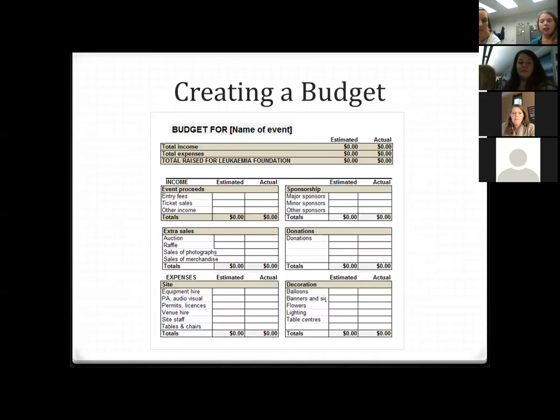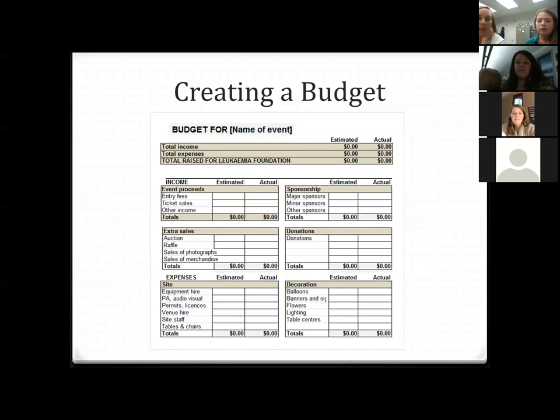Another important part of having your event is creating that budget. So we have different little things that you can use. Vista Campus has a lot of budget templates you can easily pull up. Emily pulled up this budget. Do you know where you got it, or did you just Google a budget? Yeah, I just Googled event budgets, so it's not hard to find good examples.